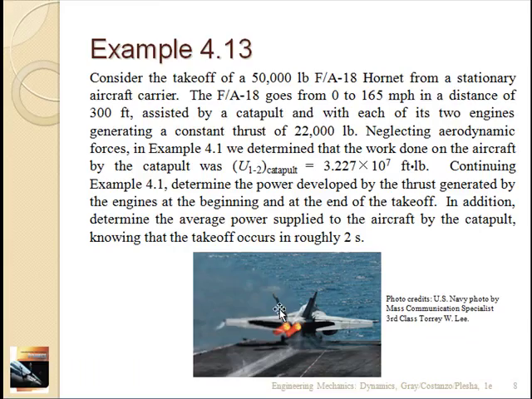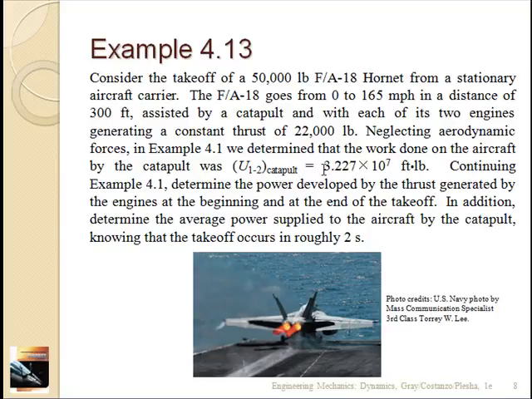So a couple of examples. First of all, we did this catapult problem with an F/A-18 Hornet a few lectures ago, and so we're going to look at the power it takes to launch these planes with these catapults. So we have a 50,000-pound Hornet taking off from a stationary ship. It goes from 0 to 165 miles per hour in 300 feet. It's assisted by a catapult, so you're using the jet engines plus the catapult to do it. The engines generate 22,000 pounds of thrust.